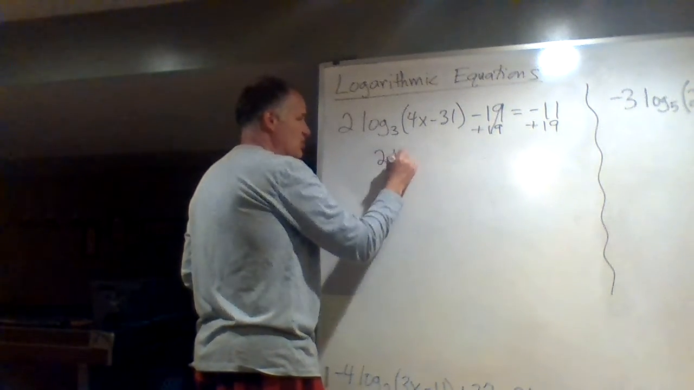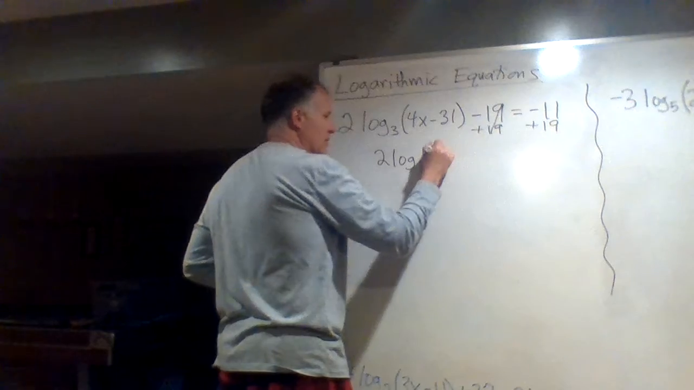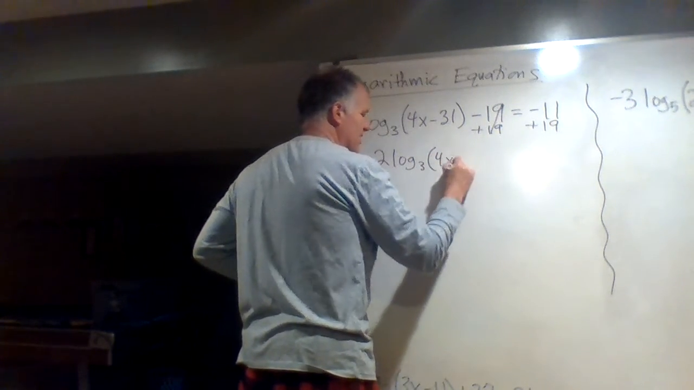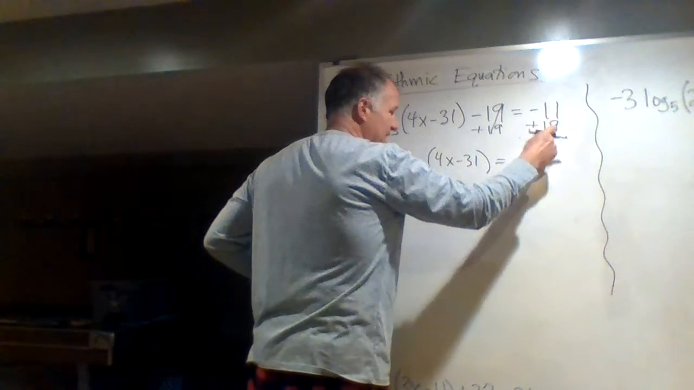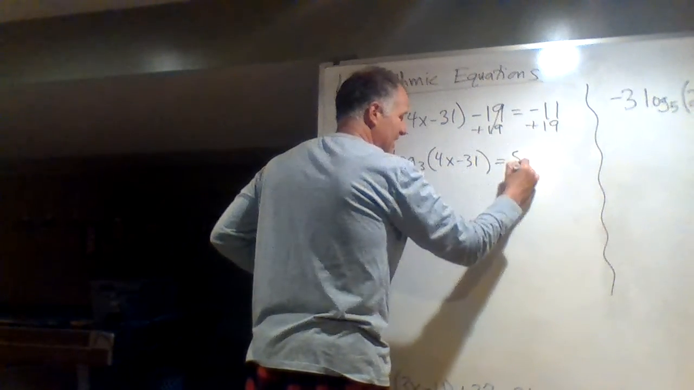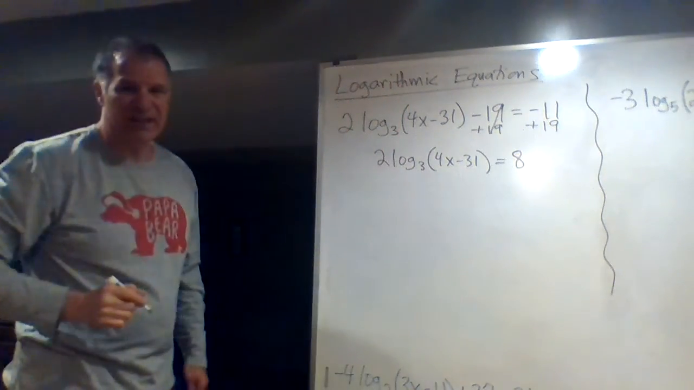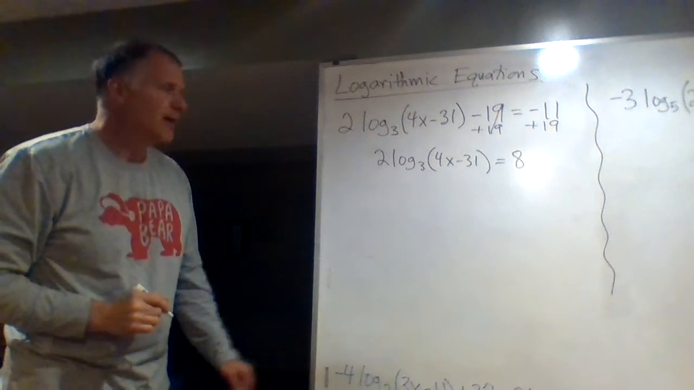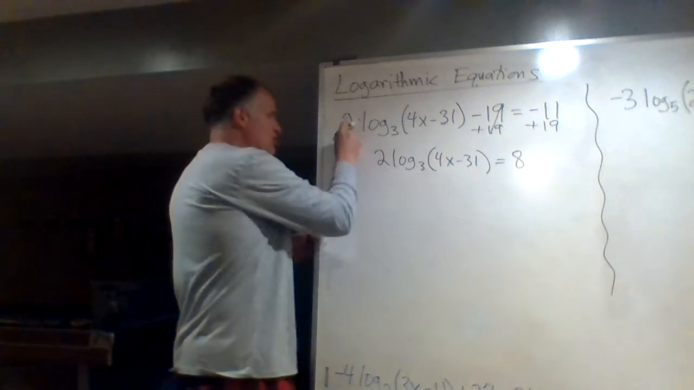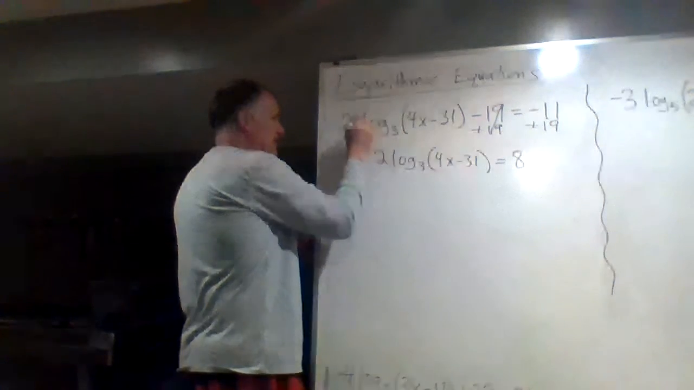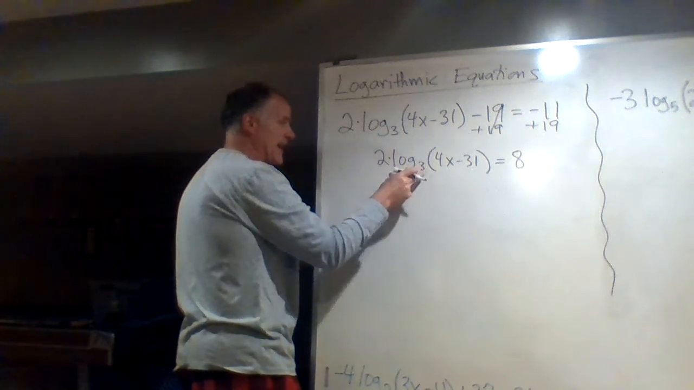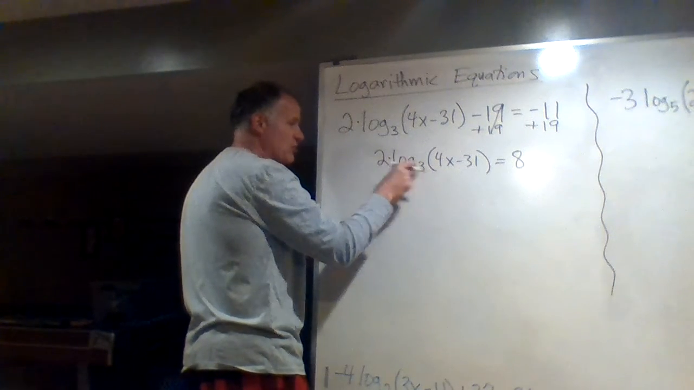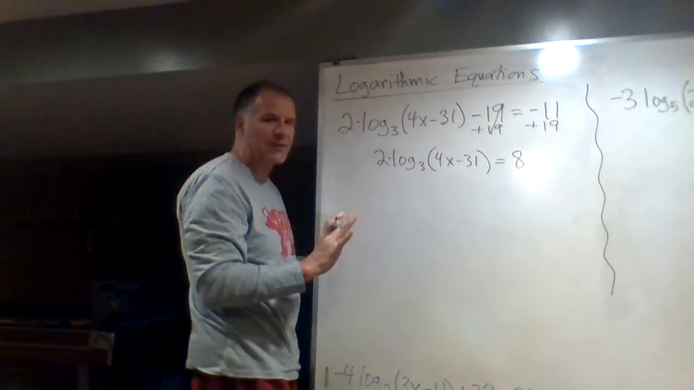So I still have this 2 in front of log 3, and I still have the 4x minus 31. Negative 11 plus 19, that's 8, right? Now remember, guys, this 2 in front, I can put a little dot there. That's a times, 2 times log 3. So again, I'm going to get rid of log 3 eventually, but I've got to get rid of everything that's not with the log first.